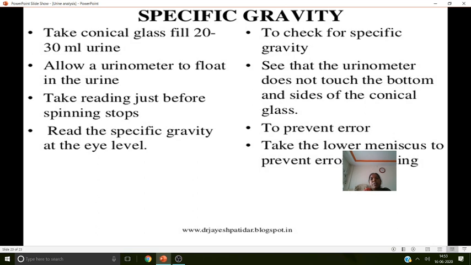And the last one is specific gravity. Take a conical glass and fill 20 to 30 ml of urine. To check the specific gravity, allow the urinometer to float in the urine. Take the reading just before the spinning stops. Read the specific gravity at eye level. So we have the urinometer, and in the conical glass we fill the urine and allow the urinometer to float.